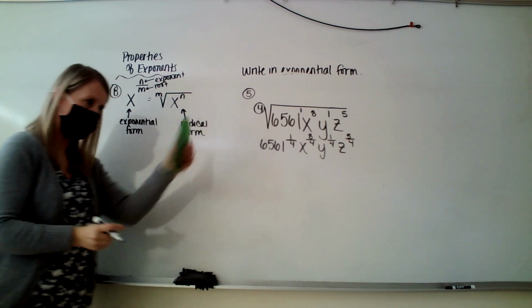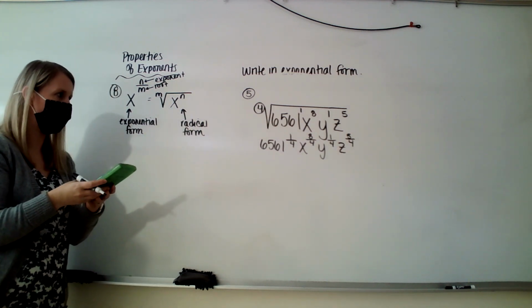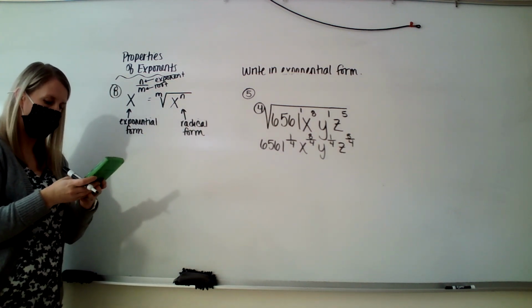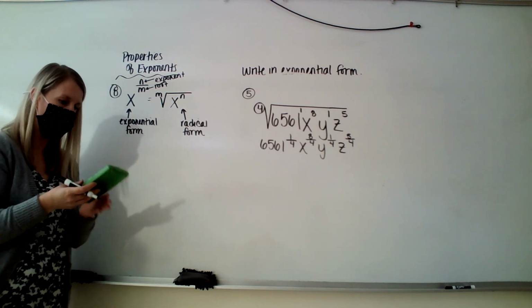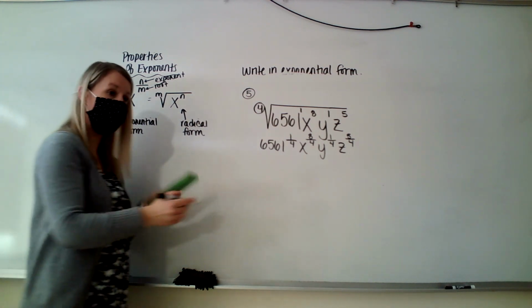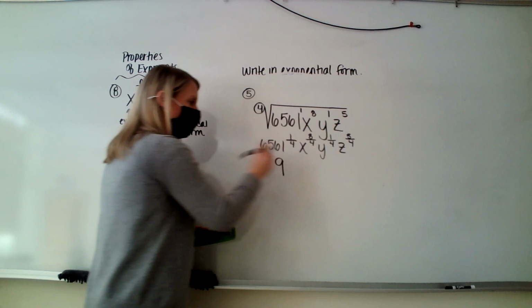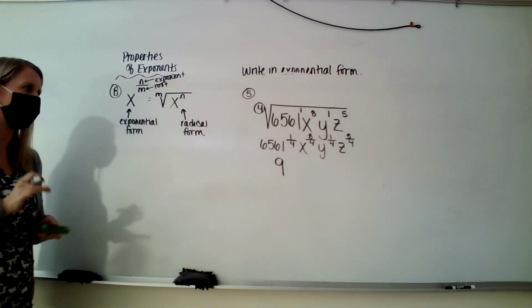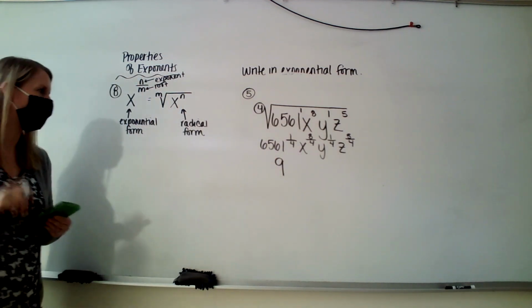Delightful. I grab my calculator. 6561 raised to the 1/4 power. Just make sure whatever works in your calculator, do that. It should come out to 9. I try to make them nice numbers. You're never going to get a weird decimal. It should be a nice integer.